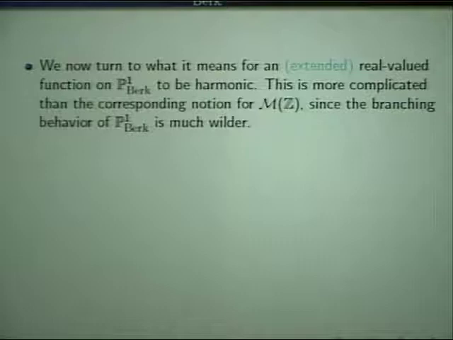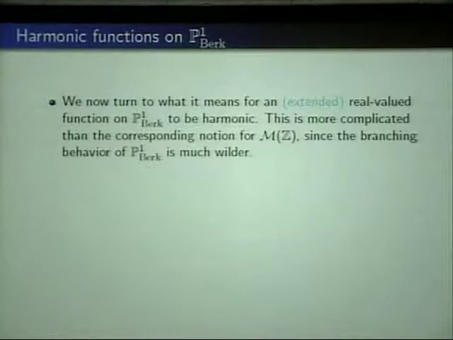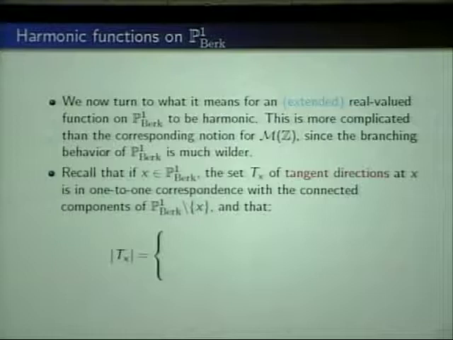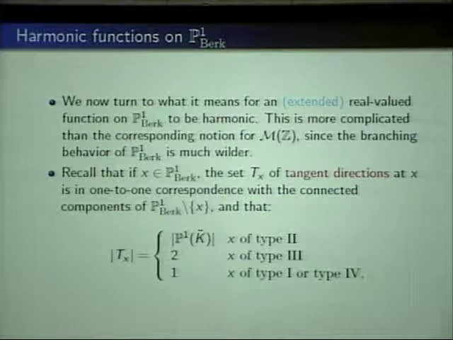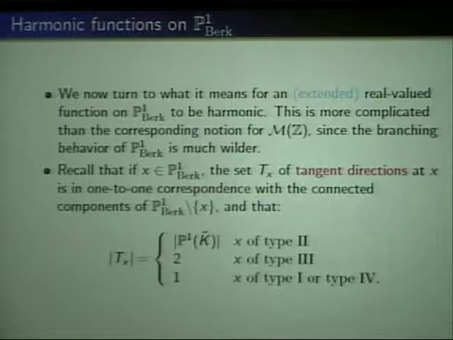So for an extended real-valued function, we want to know what it means to be harmonic. But in fact, harmonic functions will be real-valued. And this is more complicated somehow because the branching behavior is much wilder. So now recall that the set of tangent directions at a point x of Berkovich space has the cardinality of the residue field if x is of type 2. And otherwise, there are either 2 or 1 elements. So the points of type 1 and 4 are boundary points, and there's only one direction you can go. But you've got points where there are infinitely many branches coming out.